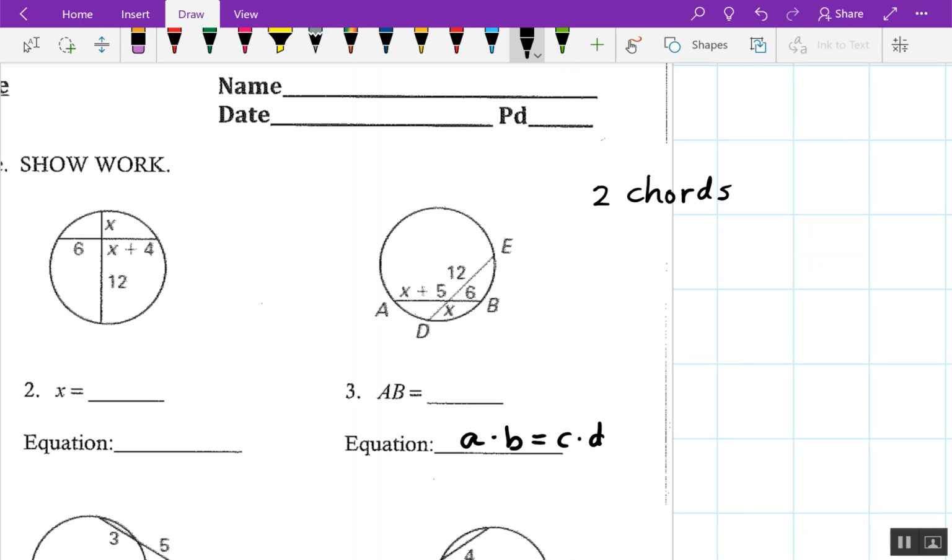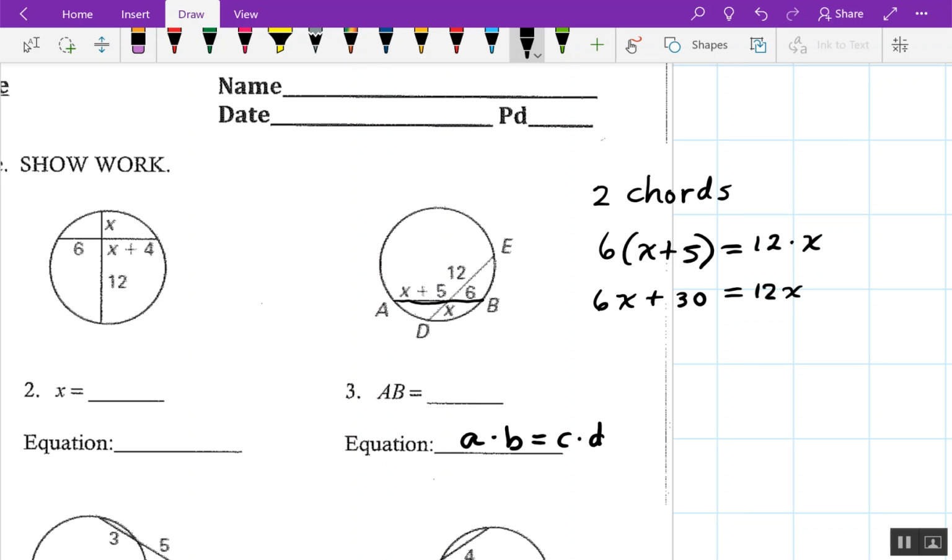All right, so pick a chord. Which one do you want to pick? A, B, or D, E? A B. Yeah. All right, one is 6 and the other one x plus 5. I would put the 6 first simply because I feel better distributing a 6 than distributing an x plus 5. And then the other one is 12 times x.